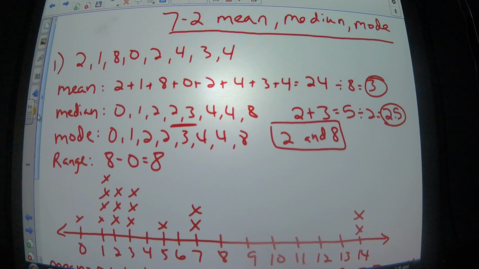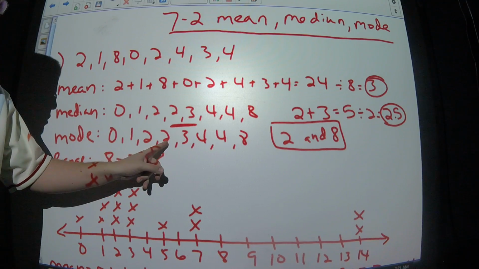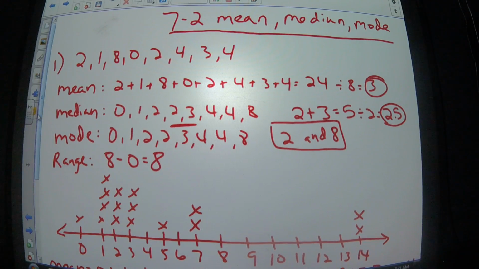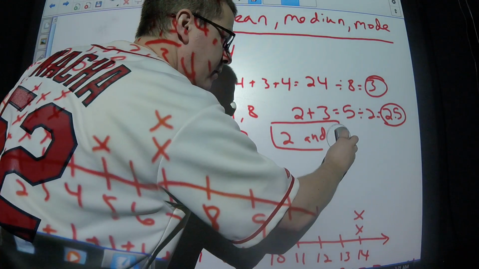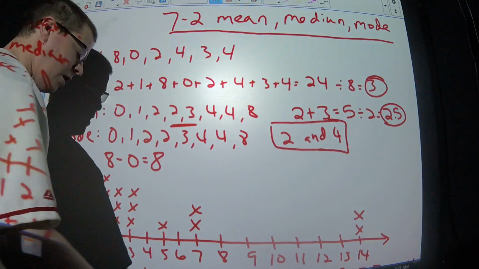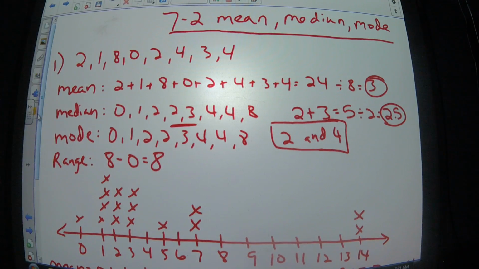Mode is which ones occur the most. What piece or pieces of data occur the most frequent? Well, I have 2 2s and 2 4s, all right? So therefore 2 and 4 are my answers. 2 and 4 occur the most. Okay?